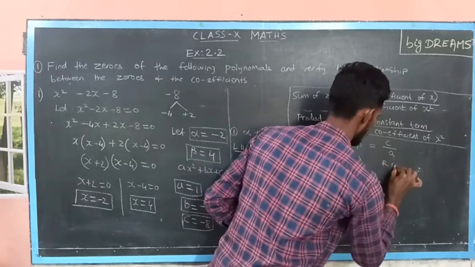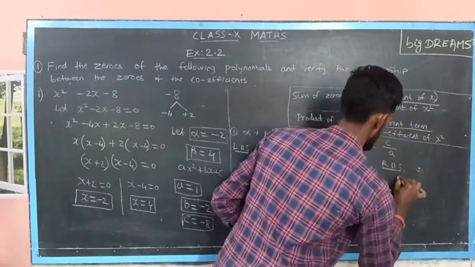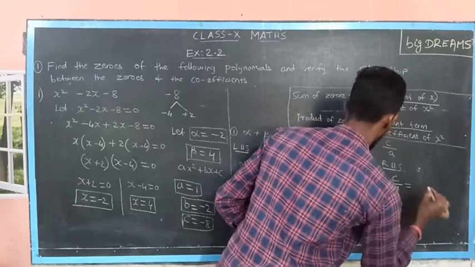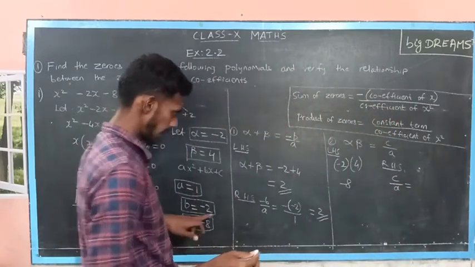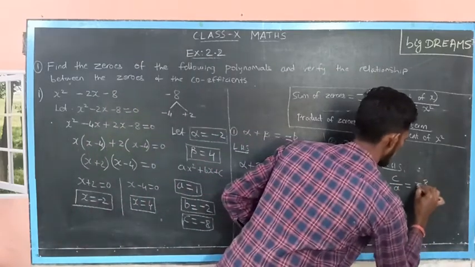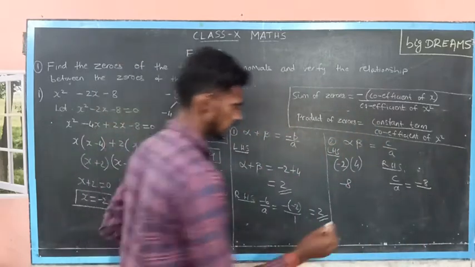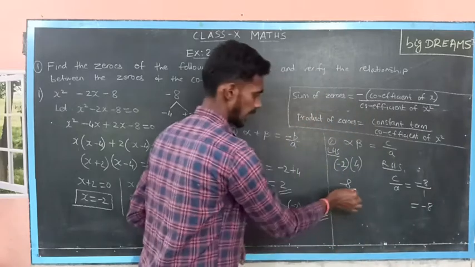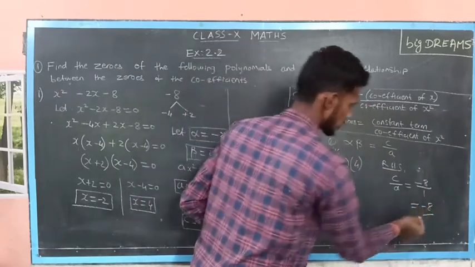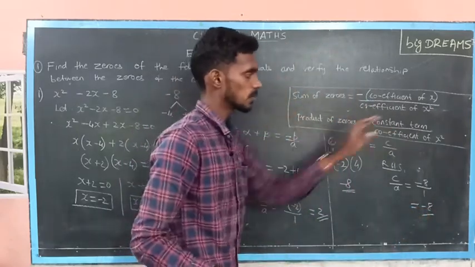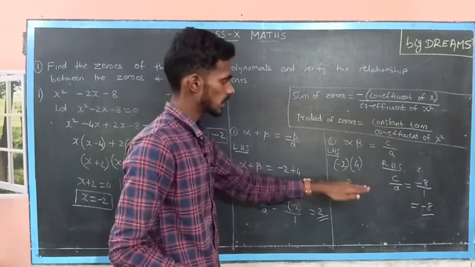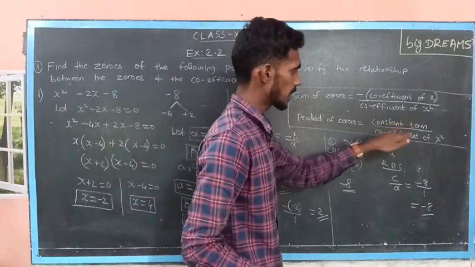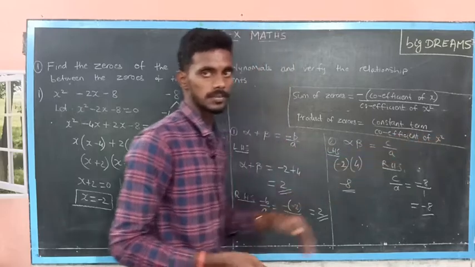Then consider the RHS, which is c by a. So, c by a is equal to c minus 8, a value 1. So, minus 8 by 1 gives minus 8. Thus, LHS is equal to RHS. So, the second condition is also proved. The product of zeros is equal to the constant term divided by coefficient of x square.